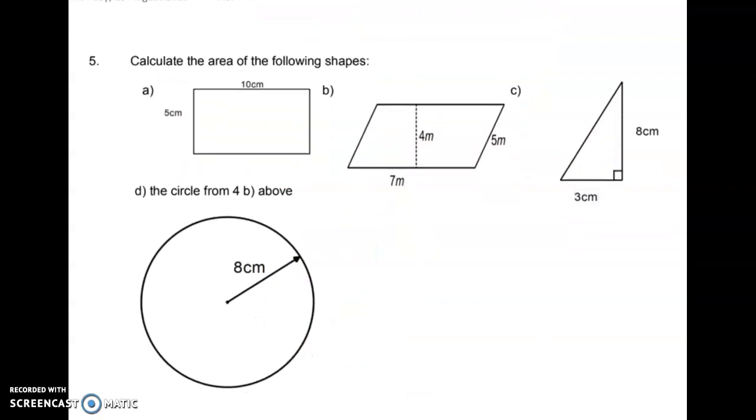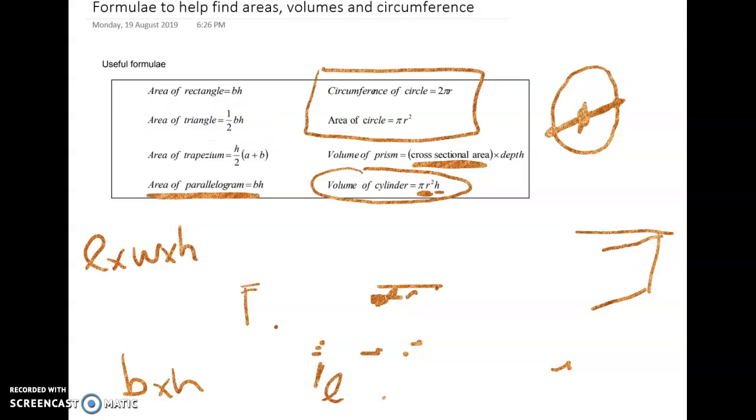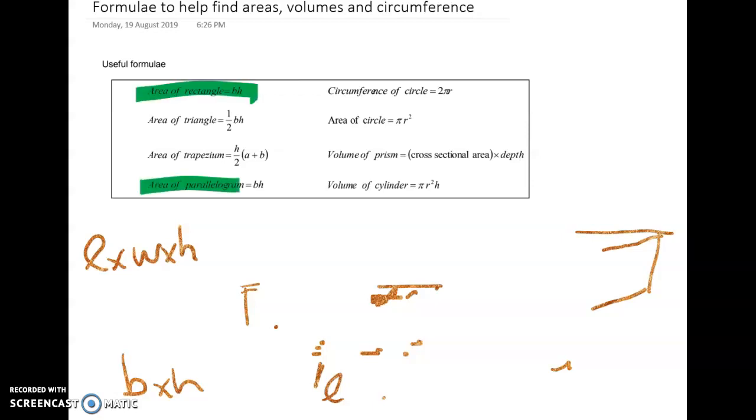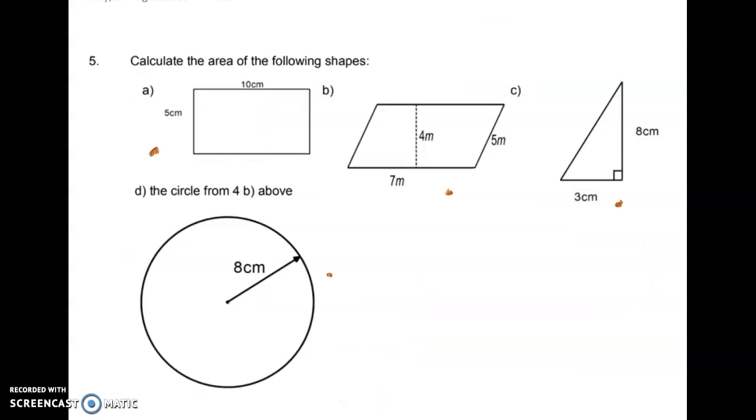Okay, question 5. Calculate the area of these shapes. So this is using the formulae that we had right at the start. This one is a rectangle, this is a parallelogram, this is a triangle, and then this one's the area of a circle. Okay, so going back to here, you can see the formulae that we need: area of a rectangle, area of a parallelogram, triangle, and circle. Whoops, wrong pen. Sorry guys, just let me fix that up.